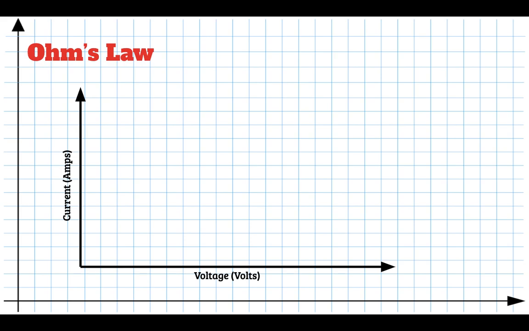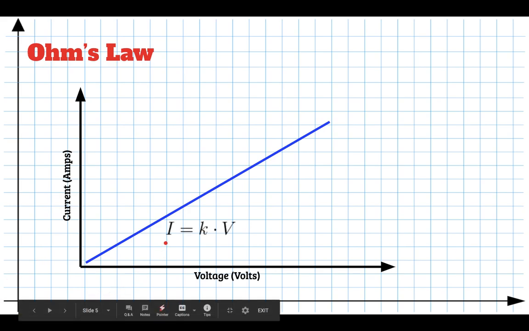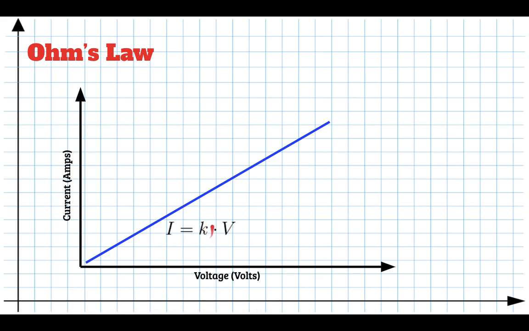So here's kind of what we got. If you graph current on the y-axis because it was the dependent variable and voltage on the x-axis because it was the independent variable, I think you found in lab that there was a direct relationship. And you can model that by an equation which looks like this. It's proportional. The current is proportional to the voltage, and this k right here is the slope of the graph.